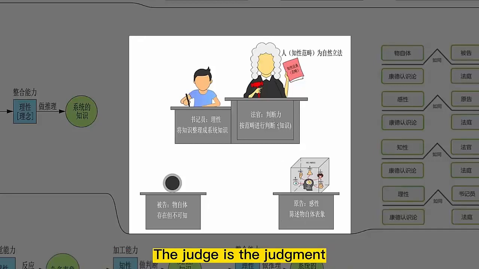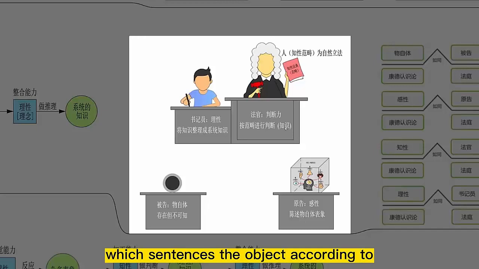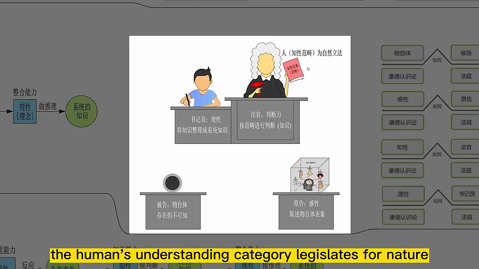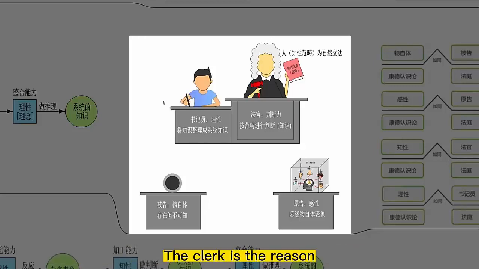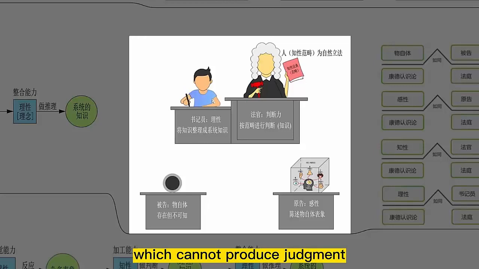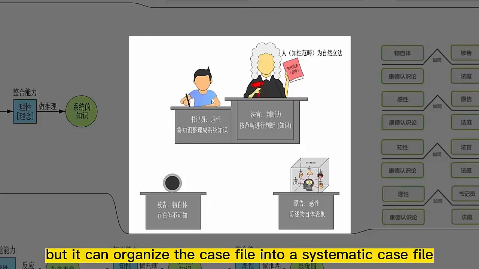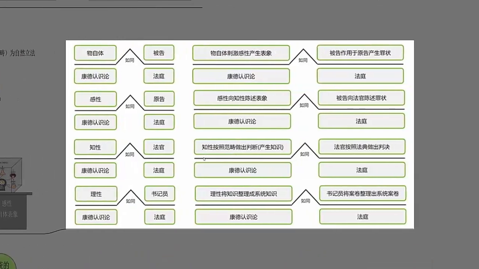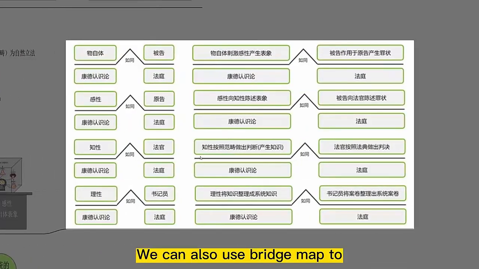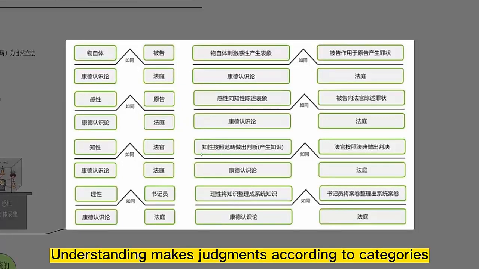The judge is the judgment, which sentences the object according to the code of understanding, that is, the human's understanding category legislates for nature, and this nature is the thing in itself. The clerk is the reason, which cannot produce judgment, but it can organize the case file into a systematic case file. We can also use a bridge map to clearly illustrate these analogies. Understanding makes judgments according to categories, just as judges make judgments according to the code.